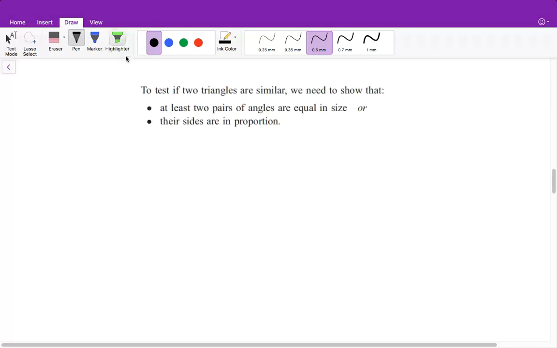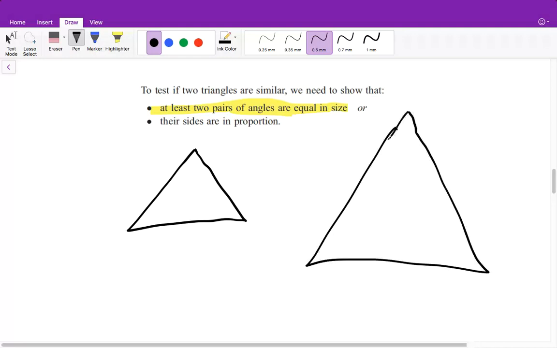To test if triangles are similar, rather than showing that all of the angles are the same and that all of the sides are proportional, we can just show that two pairs of angles are congruent. Two pairs of angles being equal in size guarantees the triangles are similar. So if I give you this triangle and this triangle here, and I tell you that this angle is congruent to this angle, and this one is congruent here, although you're supposed to show that all of our sides are proportional and all of our angles are equal, this is enough information. Once we have two angles, we can stop and say, yes, they are similar.